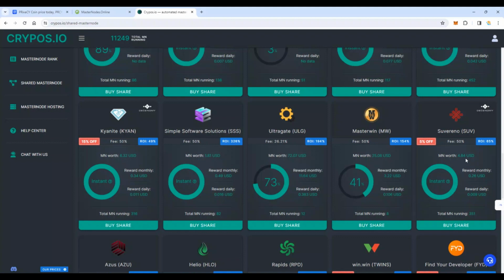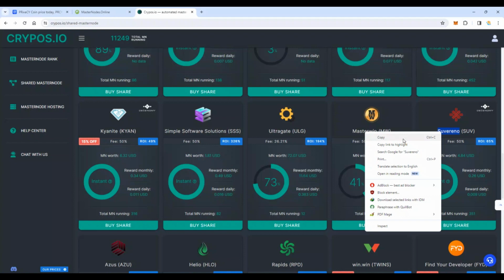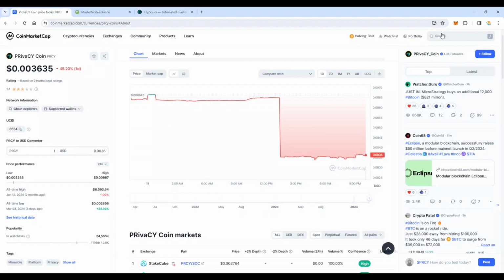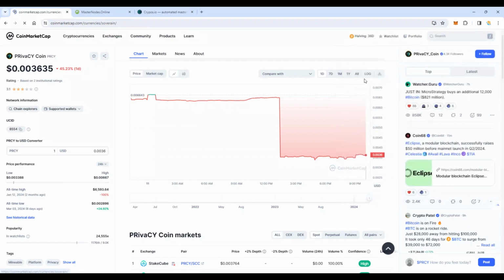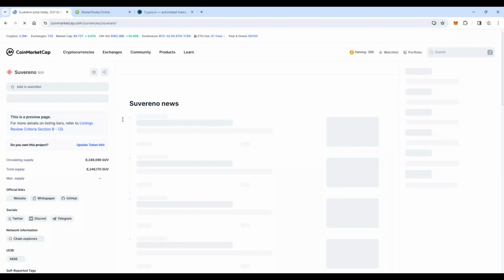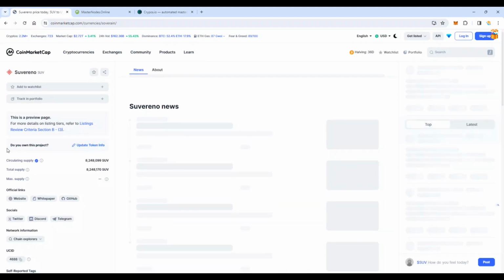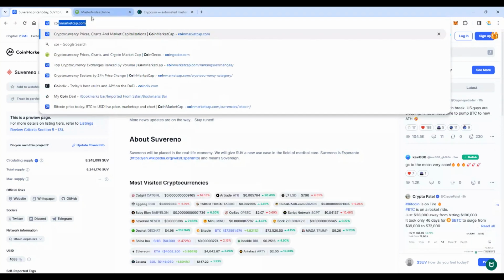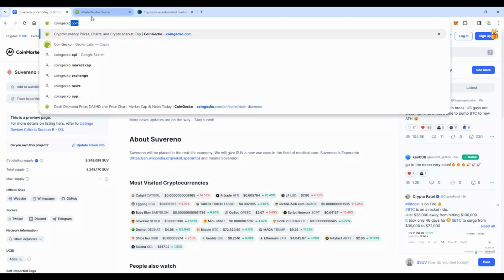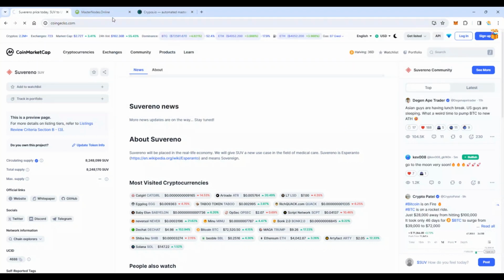Yeah, we have this one here, Soverino, which has around 35 guys running it. Let's see Soverino. I'm very sure if we go to CoinMarketCap, the data that we are going to get is not data you'd be interested to see. But let's see. Yeah, there's not much information about this, but let's try CoinGecko. Let's see what we've got with Soberano.